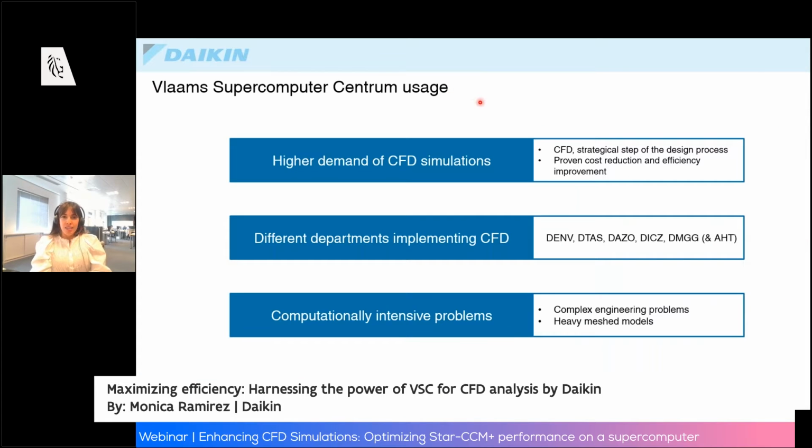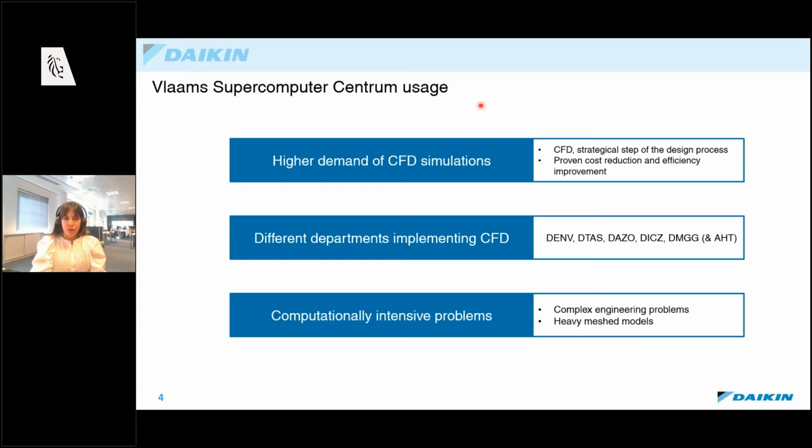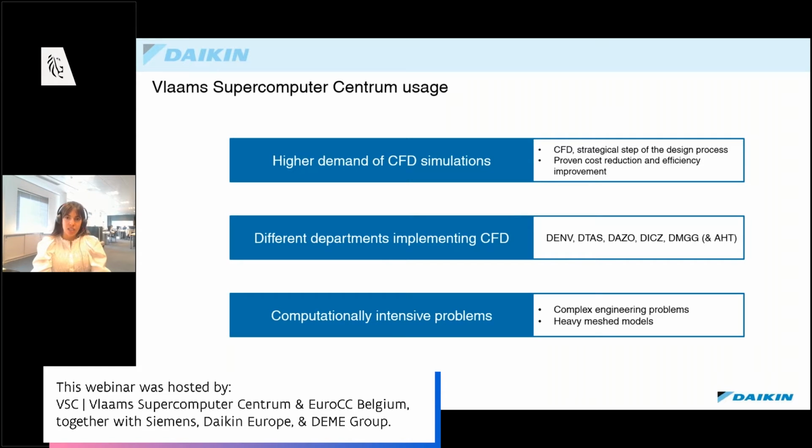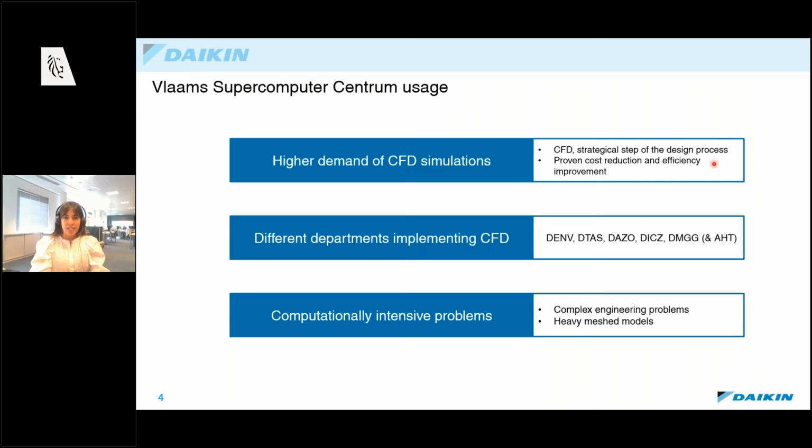Just to give a little bit of background on how we ended up using the VLAM Supercomputing Center: in the last 5 years, as part of the design process within Daikin, there has been a higher demand of CFD simulations. Computational fluid dynamics has become a strategic step in the design process. It enables us to analyze in detail the behavior of certain processes or the impact of design changes on important physical phenomena. Moreover, it has proven cost reduction and efficiency improvement, as we can substitute some tests and prototype making by using this kind of digital tools.